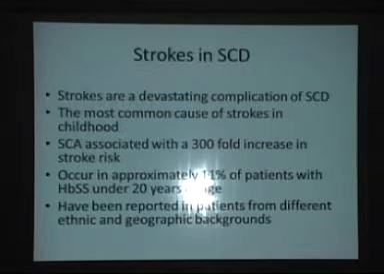And then I want to briefly now talk about stroke in sickle cell disease. This is probably the most devastating complication of sickle cell disease. And sickle cell disease is the most common cause of strokes in children. There's more like a 300-fold increase of rates in sickle cell patients compared to normal individuals. And under the age of 20, about 11% of our sickle cell patients will have evidence of stroke, especially ischemic stroke.